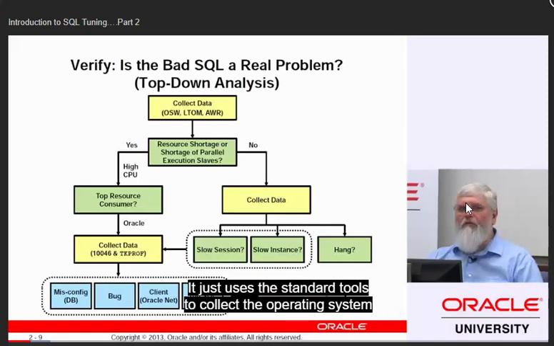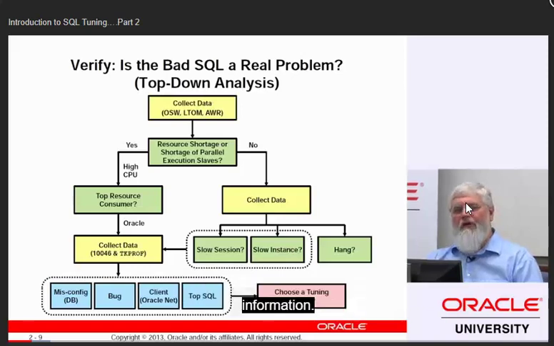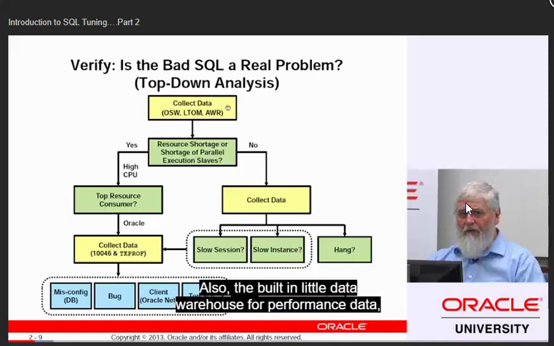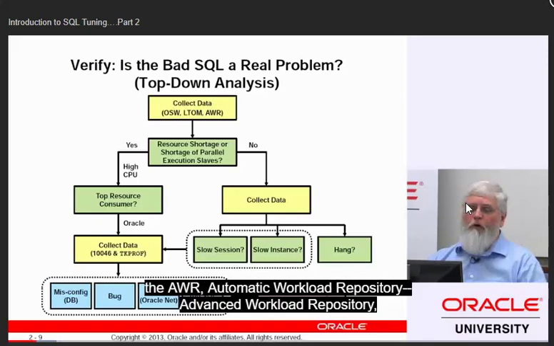Also, the built-in little data warehouse for performance data, the AWR, Automatic Workload Repository, actually has certain aspects of database performance data in it. And we can use the information in there also.